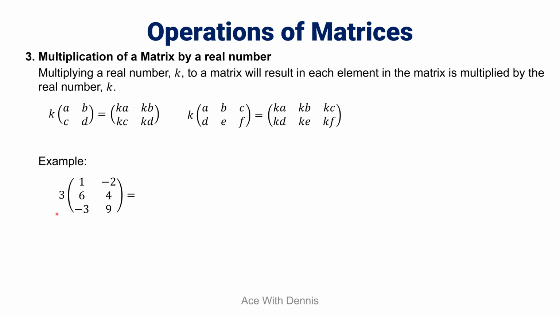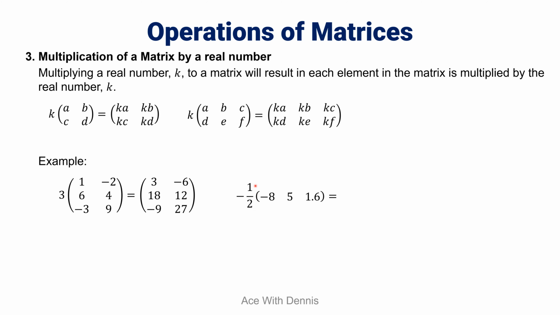So 3 multiplied with the matrix 1, negative 2, 6, 4, negative 3, 9. So what will be the answer? Alright, yes, it will be 3, negative 6, 18, 12, negative 9, 27. Because 3 times 1 we get 3, 3 times negative 2 we get negative 6, 3 times 6 we get 18, and so on, until we get the whole result here.